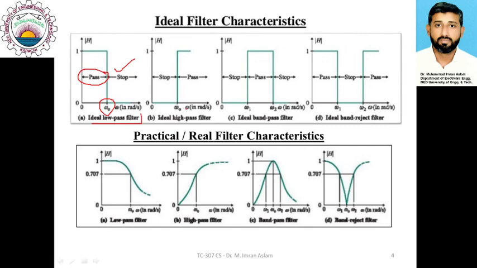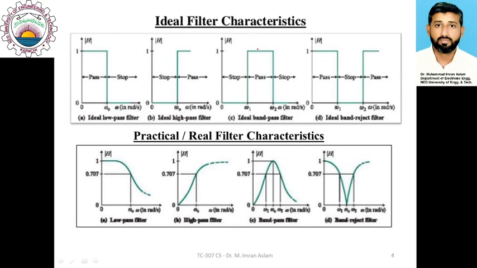The second category of filter is the high pass filter, which is illustrated here. You can see that again there is a cutoff frequency represented by omega naught. All the frequencies below this omega naught will be stopped by the filter. So the stop band is at lower frequencies, whereas the pass band is at high frequency. All the frequencies above this cutoff frequency will pass through that particular high pass filter.